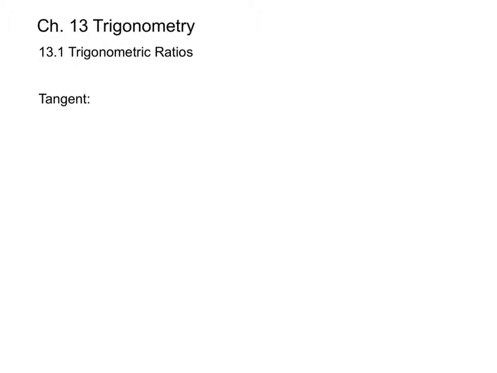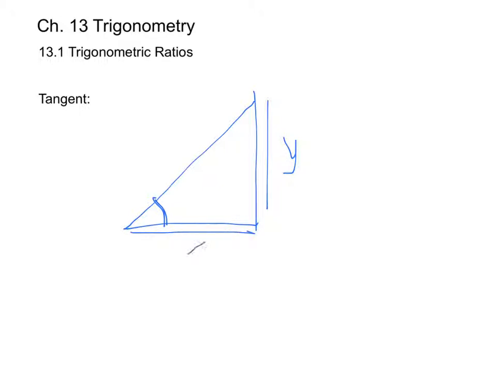So tangent is going to be the ratio of the length of the opposite side divided by the length of the adjacent side in a right triangle. So if we have our right triangle and we pick that we're focusing on this angle right here, then your tangent is going to be the opposite side, which is here, we can call that y, divided by the length of the adjacent side, which is here, we can call that x. So it's going to be y over x is your tangent.